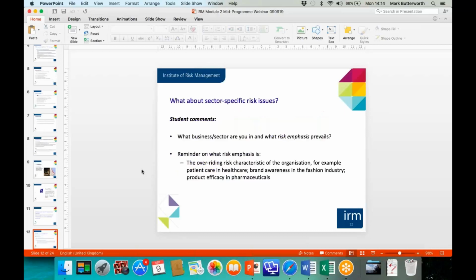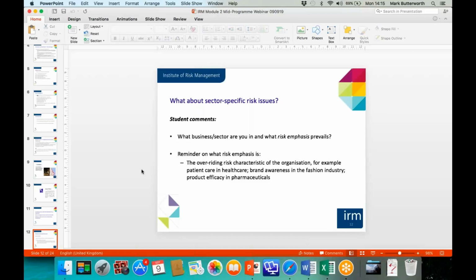Sometimes the risk issues are very sector specific. Just spoken then about the airline industry, but each industry has a particular risk emphasis. You may or may not have come across or used the expression risk emphasis, but it really is all about the kind of headline risks in the sector in which you operate. And just by way of reminder, this sort of overriding risk characteristic could be something like patient care in healthcare, if you like, operations and nursing care and success rates and so on. And then something like brand awareness in the fashion industry. And if you like, good brand awareness will be something that really helps your sales and your long-term future and so on.